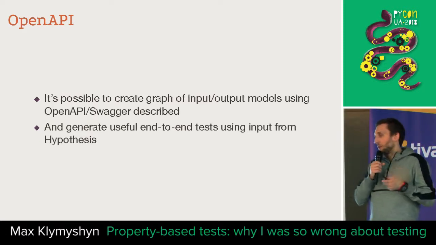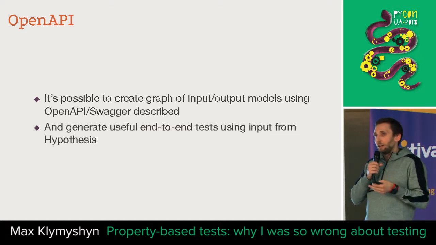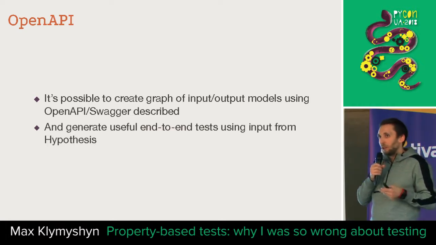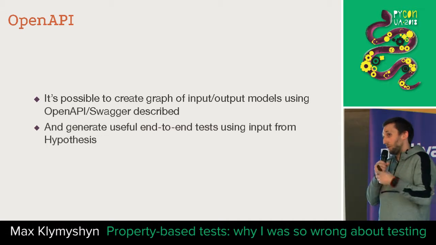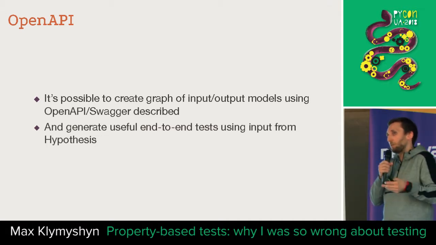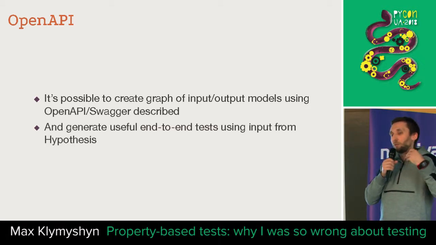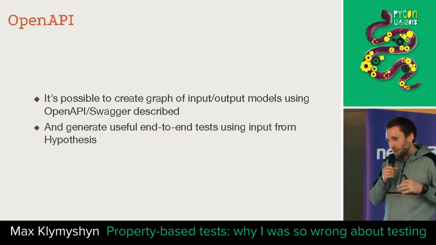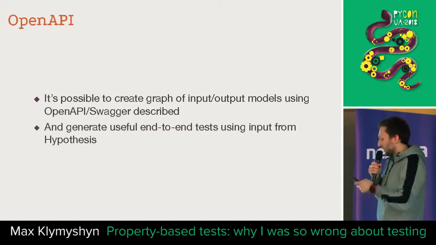Another idea is to use OpenAPI. Because in OpenAPI there is a definition of input model and output model. The thing that is lacking is relations. So if you add some specification to extend the OpenAPI specification to represent relations, you can generate data using just the definitions of your OpenAPI inputs. And it's possible with Hypothesis and such kind of tool.